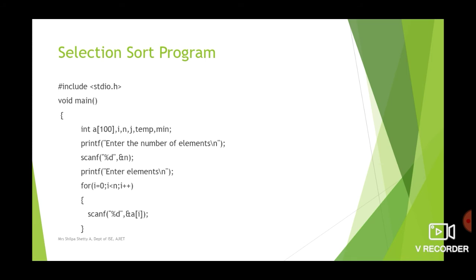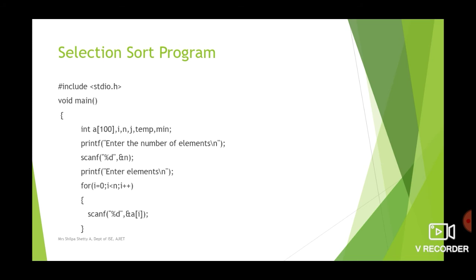Then minimum indicates the minimum element. That is, during the first pass we will consider the first element as minimum. So whatever smallest element we get in each pass, that is the minimum element. So the next few statements in this page have the same meaning as that of the bubble sort.